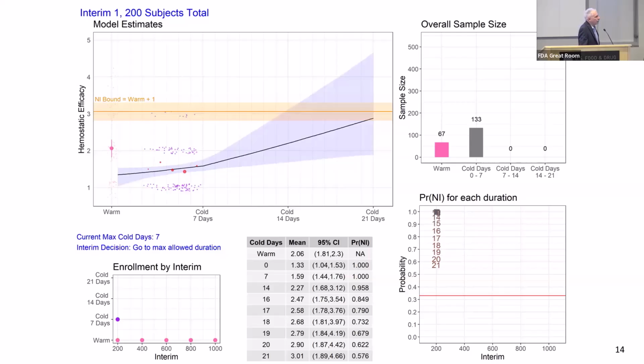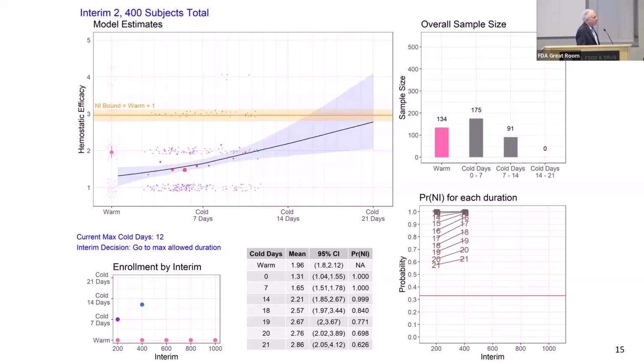And then the upper right panel shows you the sample size in the various categories, be either warm storage duration or cold storage duration in various bins. So if we let this trial go on to the next 400 subjects, you see that the current max cold storage duration was 12. We now have data in the interval from 7 days to 12 days, as well as additional data up to 7 days of cold storage. That decreases the uncertainty. Again, the model identifies all storage durations as potentially being non-inferior with a probability greater than 0.3.